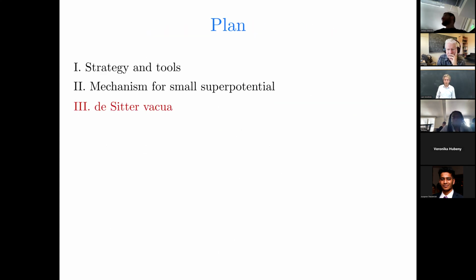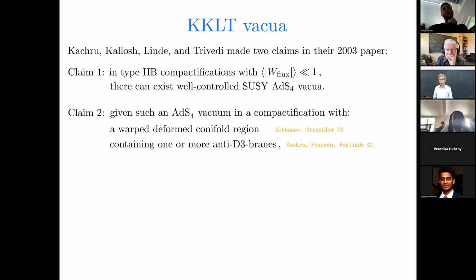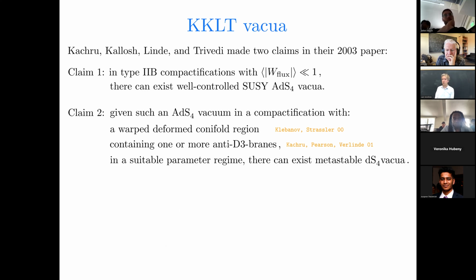Okay, so KKLT made two claims. First claim is that if you can find a compactification with exponentially small flux superpotential, then there can exist, subject to some other conditions you'd better check, well-controlled supersymmetric AdS4 vacua. But then they further said, if that compactification, an AdS4 vacuum, also has a warp-deformed conifold region, i.e. a Klebanov-Strassler throat, and if in that Klebanov-Strassler throat there are one or more anti-D3 branes, then again, in a suitable parameter regime, which one has to check, there can exist, they claim, metastable dS4 vacua.